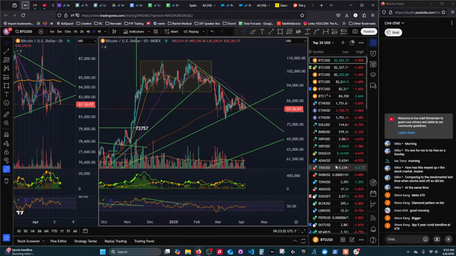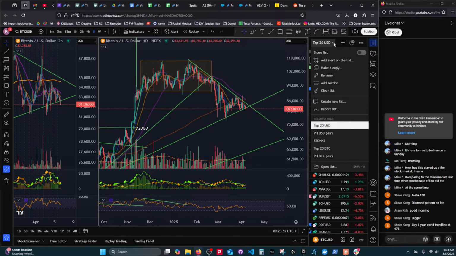All right, let's dive down to a little bit of stocks right there, unless you guys have any crypto questions. We can go over the SPY 5-year COVID trend line at 468.